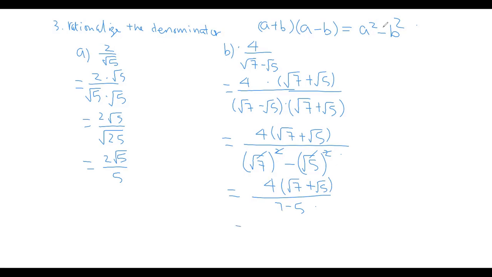And here, this is 2. The bottom is 2, right? 4 over 2, that is 2. So you cancel the common factor 2. So you have 2 times radical 7 plus radical 5.